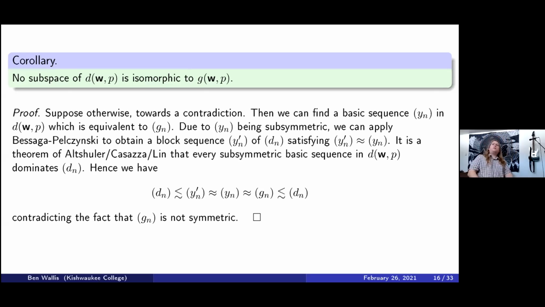And then we have to apply one of those 1973, 1974 theorems from the Altshuler-Casazza-Lin papers. It says every subsymmetric basic sequence in the Lorentz sequence space dominates the canonical basis. Well, what does that mean? Well, we know then that the Y prime ends dominate the DNs. That's what we just said. These are equivalent to those. Those are equivalent to those. And it should be obvious from the definition that the Garling basis is one dominated by the Lorentz basis. And so this is squeezed together to make sure that the GNs are equivalent to the DNs. Well, that's a contradiction because the DNs, that's the Lorentz basis. That's symmetric. The GNs are not symmetric. So it follows then that no subspace of the Lorentz space is isomorphic to the Garling space.